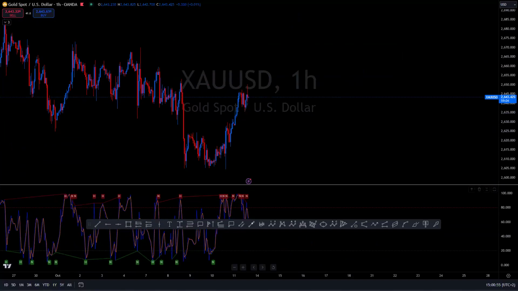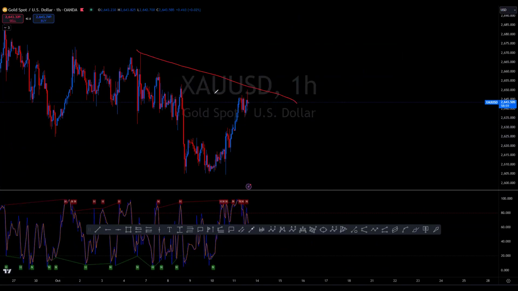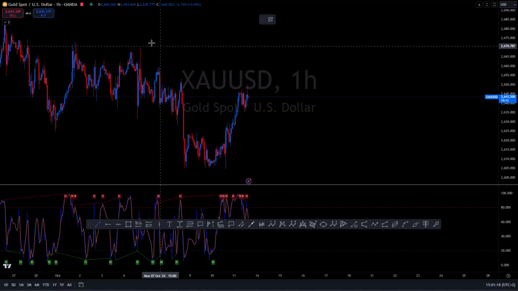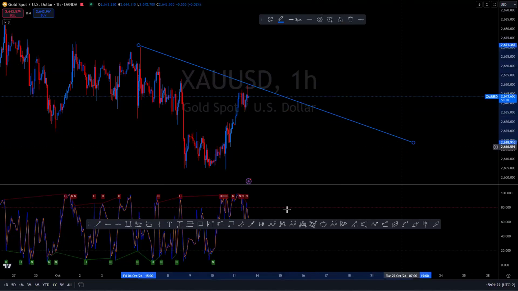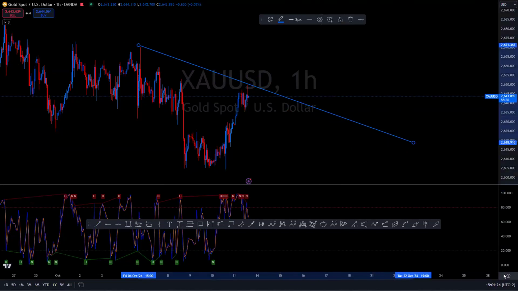As you can see, from pretty much here all the way to here, every swing low has been broken, all the way up until this point. So we could probably conclude that the market is overall bearish. So let's go ahead and take our trend line and pull it down to here.